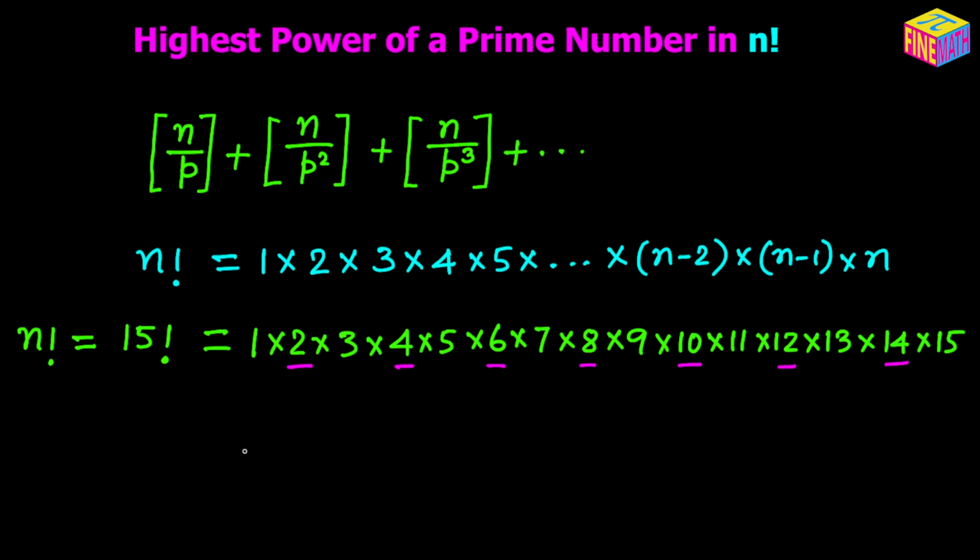15, how many multiples of 2's are there? Meaning how many even numbers are there? Or I should not say even number, I should say how many multiples of 2's are there? Now here you see I have already underlined, so it is 1, 2, 3, 4, 5, 6 and 7. So looks like there are 7 multiples of 2's between 1 and 15.